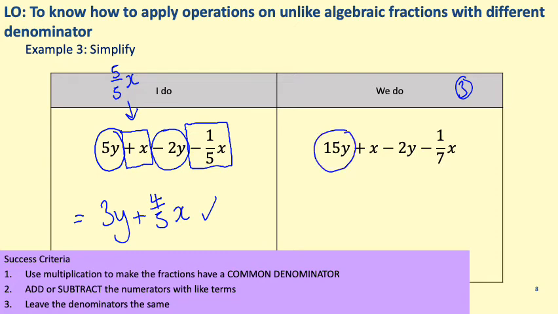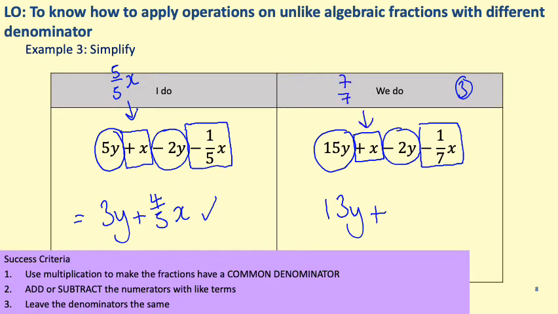So again, we've got 15y, subtract 2y, which gives me 13y. I have 1 lot of positive x, subtract 1/7. So again, this here is going to end up as 7 over 7 lots of x. So subtract the numerators and we get 6 over 7 lots of x. Give yourselves the mark if you got that right.